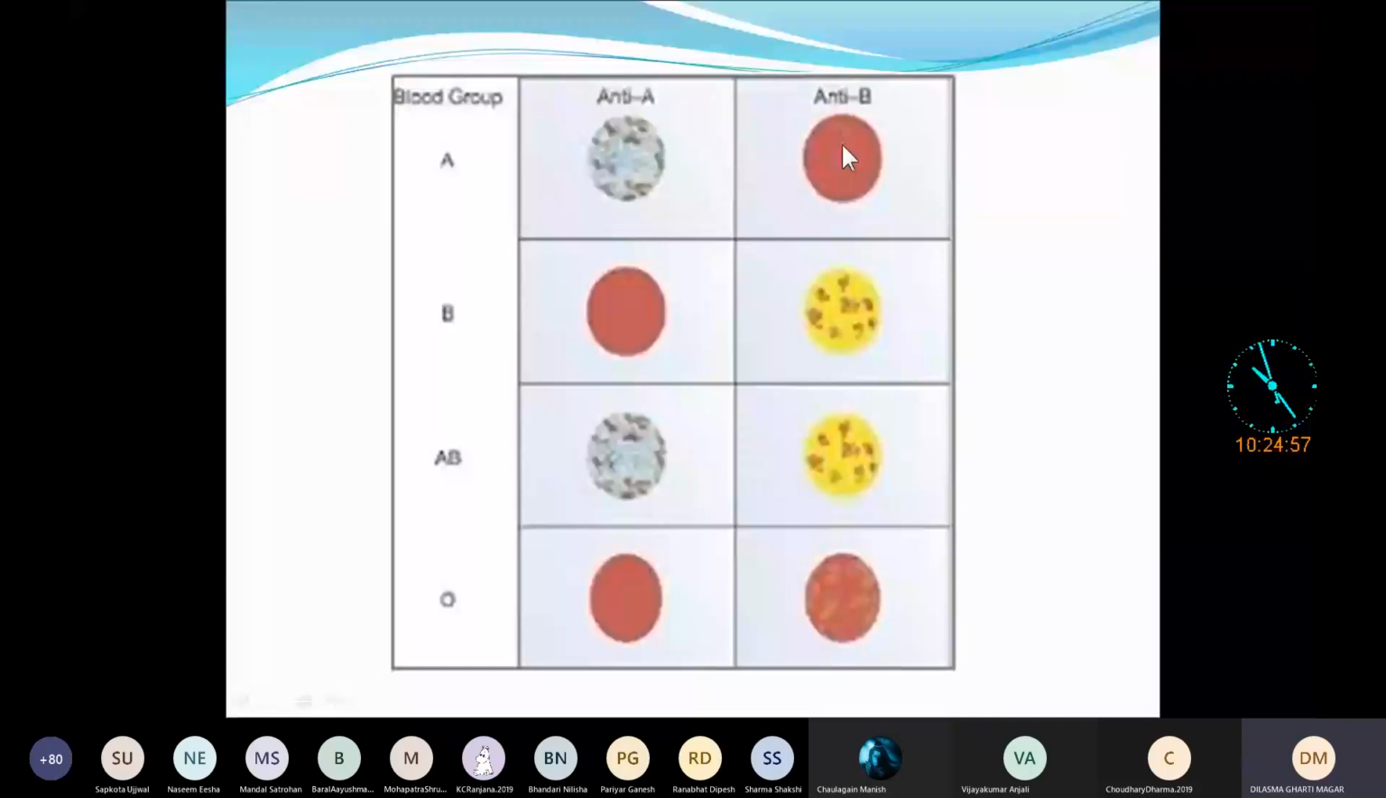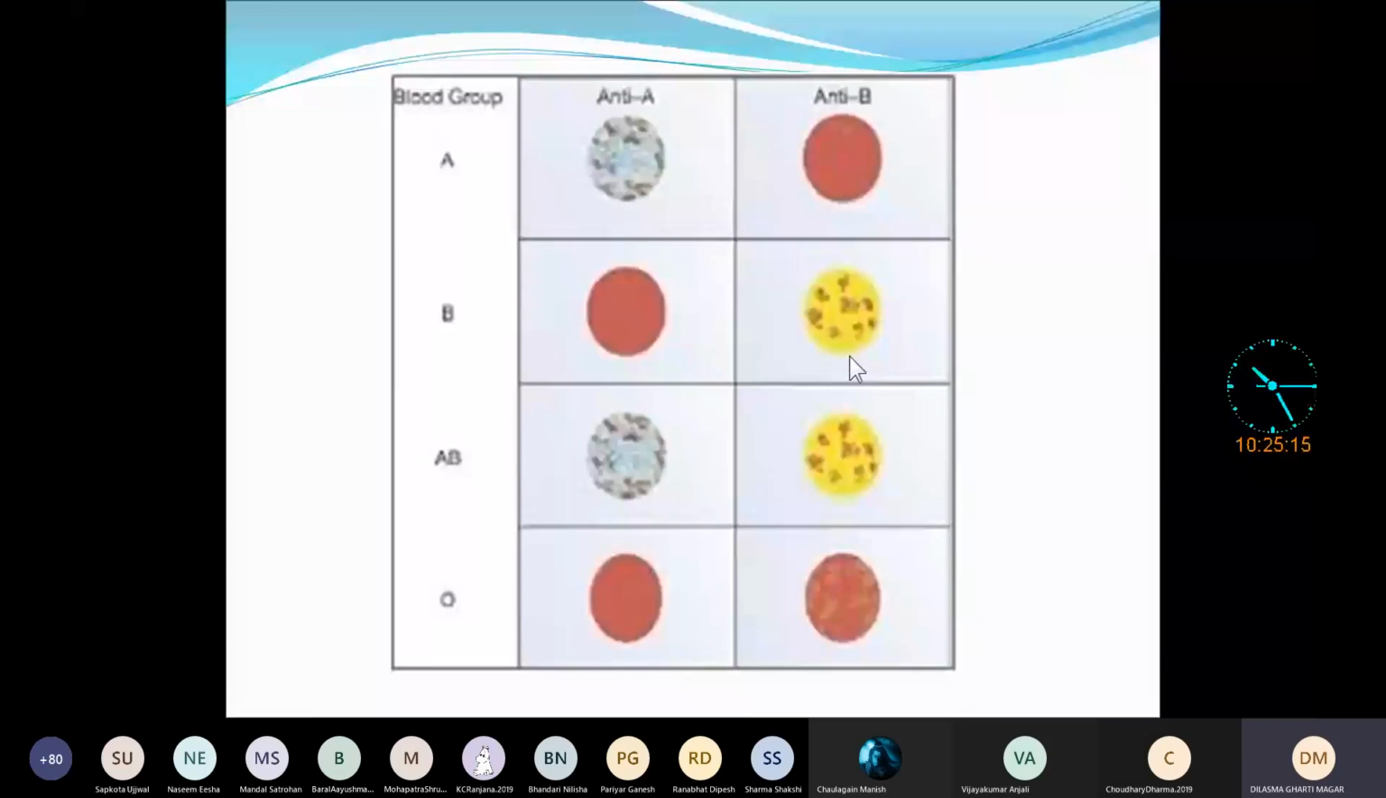Understood here? So just immediately after that, you can see here there is the clumping or the agglutination on the anti-sera B side, isn't it? So the blood was kept and there was the agglutination. So now here the blood group becomes the B blood group.